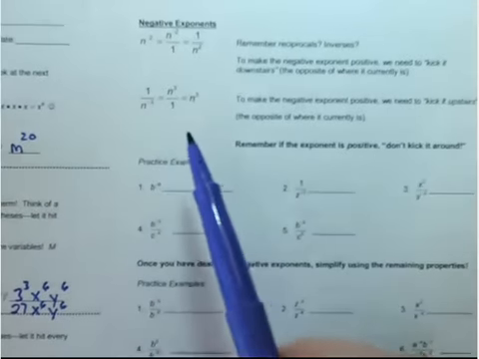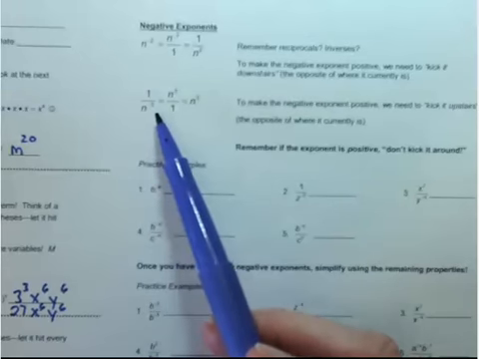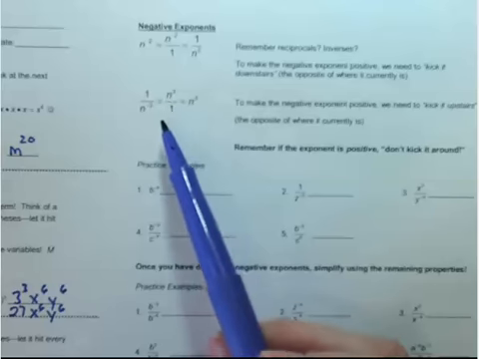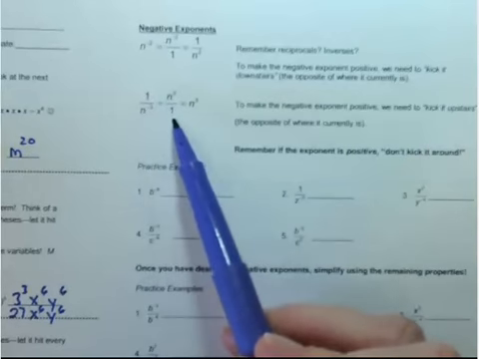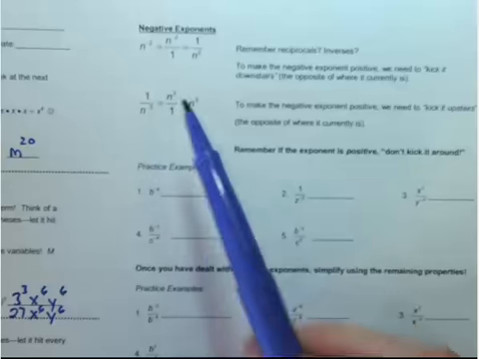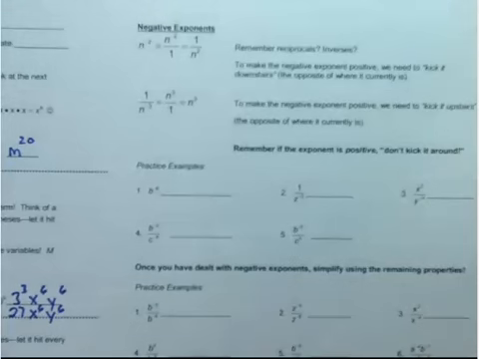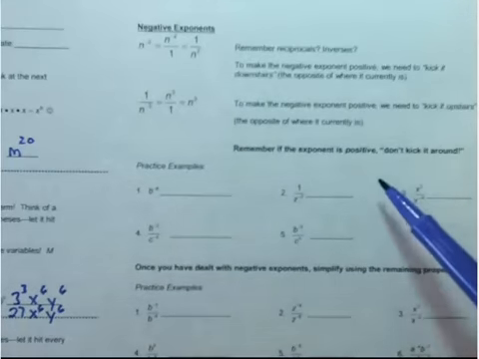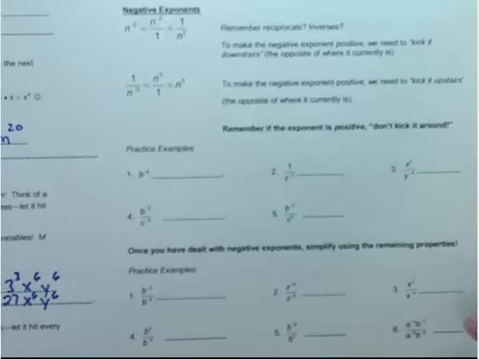The same thing happens when we have 1 over n to the -3, except this time, to make that negative exponent positive, we're going to kick it upstairs. So we're going to flip the fraction where we have the 1 in the denominator, and this n to the -3 goes to the numerator and becomes n to the 3rd power, which then we can just simplify as n to the 3rd. Okay? Remember, if the exponent is positive, don't kick it around, don't do anything with it. Just leave it. We want it to be positive.